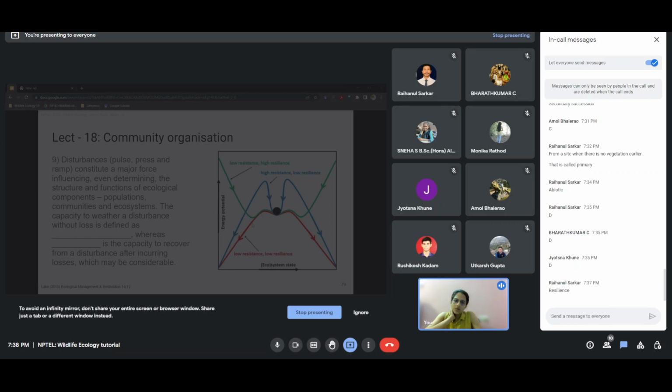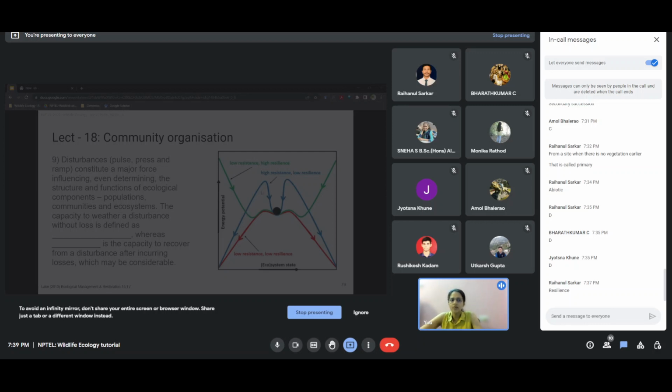Let's just follow the green line first. In the case of the disturbance occurring out here, the green line shows low resistance and high resilience, right? So it is unable to withstand the capacity of the disturbance, so the energy potential really drops. But then it is able to withstand it, right? It doesn't resist it, but it withstands it after it drops. So that is known as high resilience.